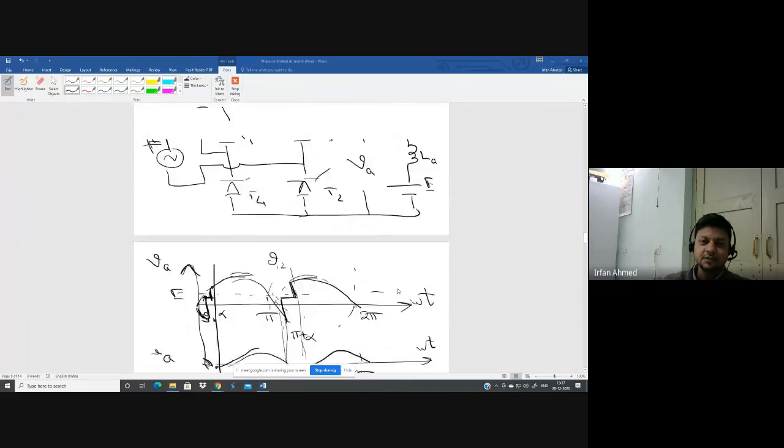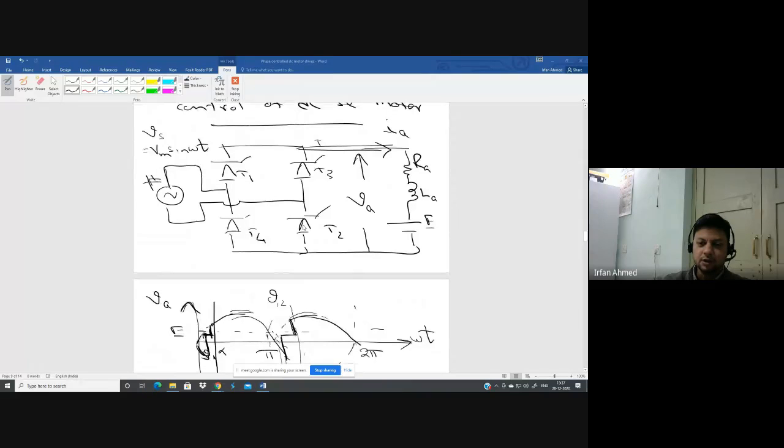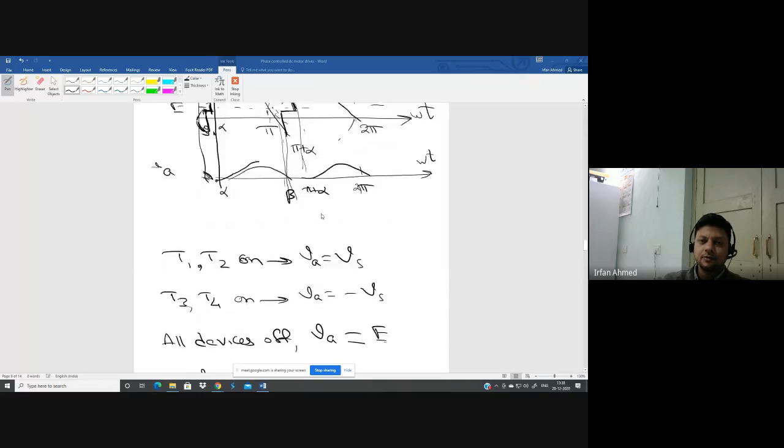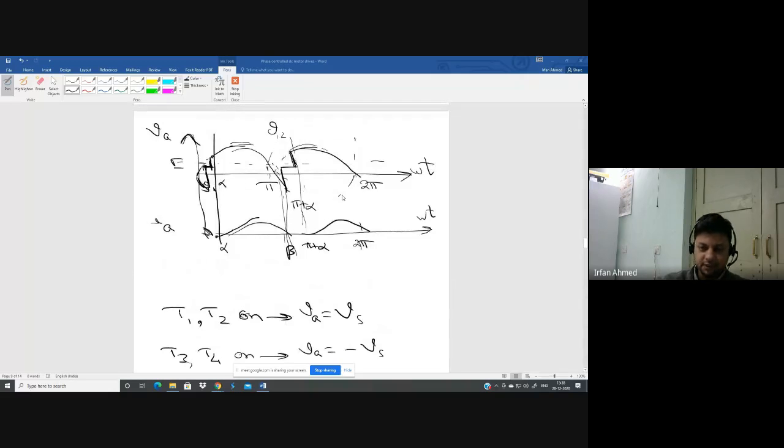We had seen that when T1 and T2 are on, the armature voltage is equal to the supply voltage. When T3 and T4 are on, the armature voltage is equal to the negative of the supply voltage. And when all the four devices are off, the armature voltage is equal to the back EMF. Because we are not considering any source inductance, there is no possibility of all the four devices being on simultaneously. I told you about theta 1 and theta 2 also in the previous class.